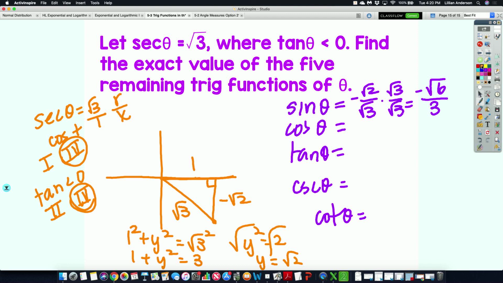Cosine is the reciprocal of secant. So since we know secant is square root of 3, it becomes 1 over the square root of 3, which again we rationalize, and we get square root of 3 over 3. Tangent is y over x. That's negative square root of 2 over 1, which is just negative square root of 2.